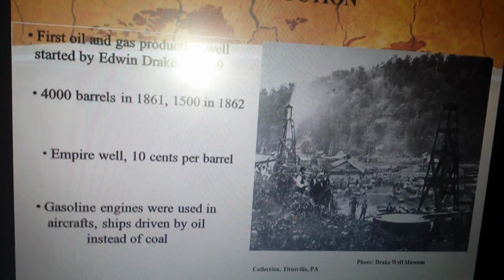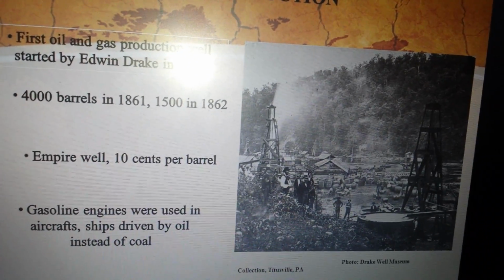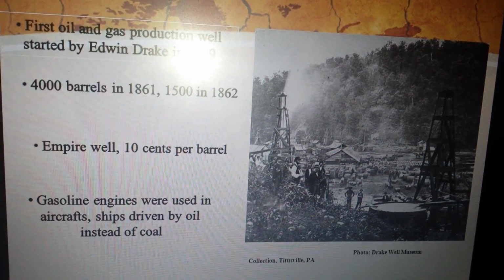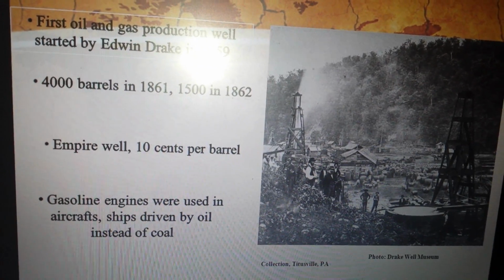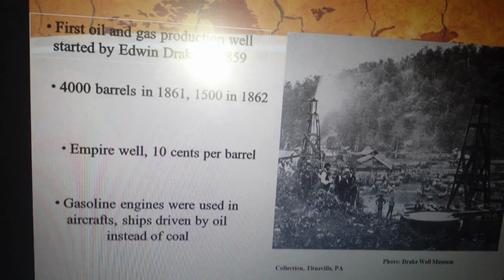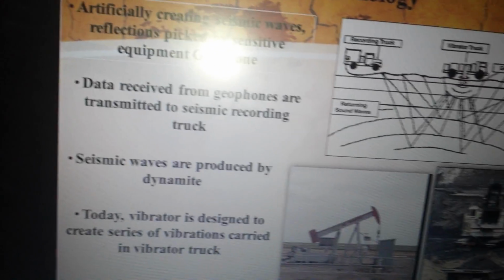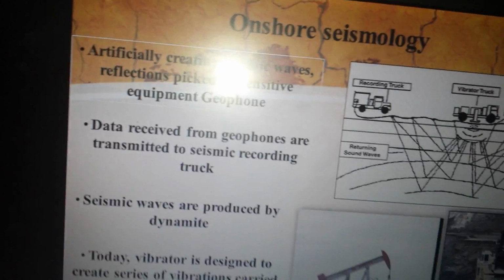So here's a picture of the first oil and gas well that was discovered in 1859 in Louisiana. Here is a picture of that. And the earlier gasoline was used in aircraft, and ship-driven oil instead of coal. And there are two types of exploration, that is onshore and offshore.